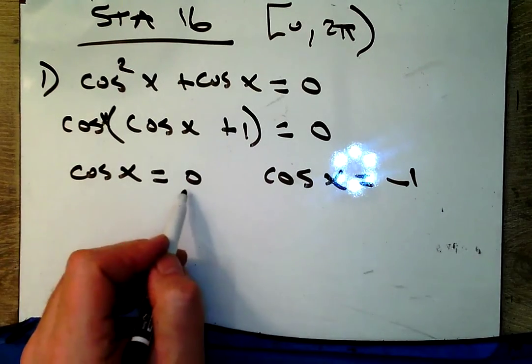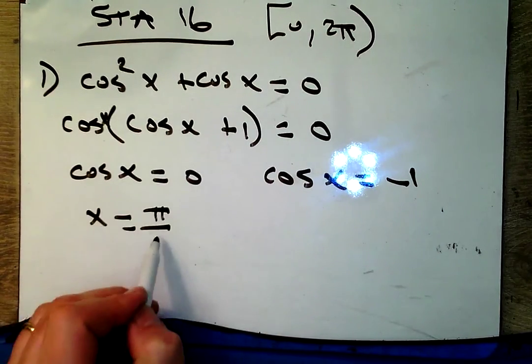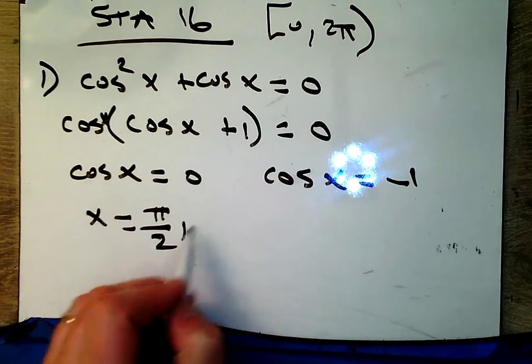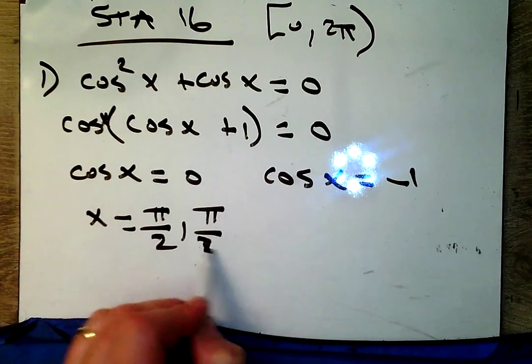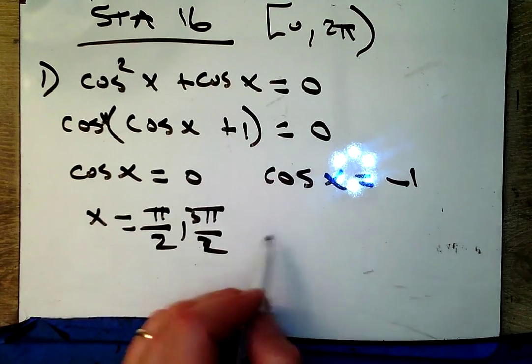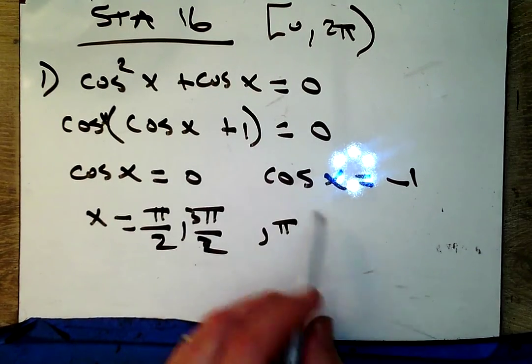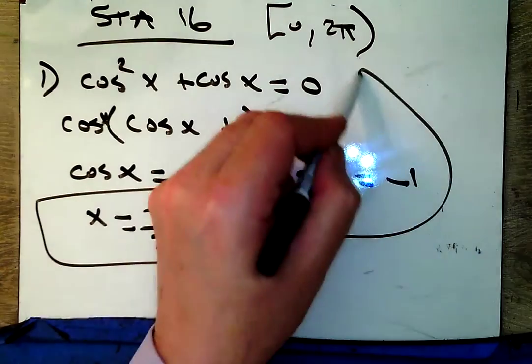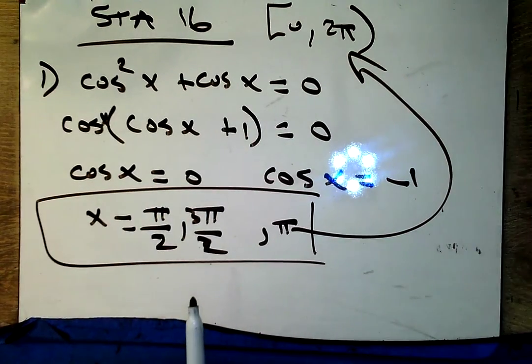So when is cosine 0? Well, that's when the x value is 0, and that happens at pi over 2 and 3 pi over 2. When is cosine, or the x value, -1? That happens just at pi. These are my 3 solutions on 0 to 2 pi.